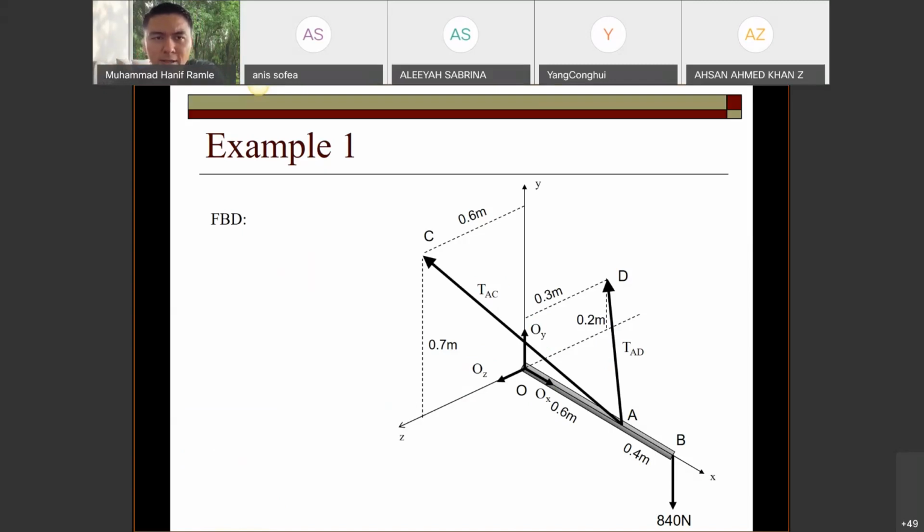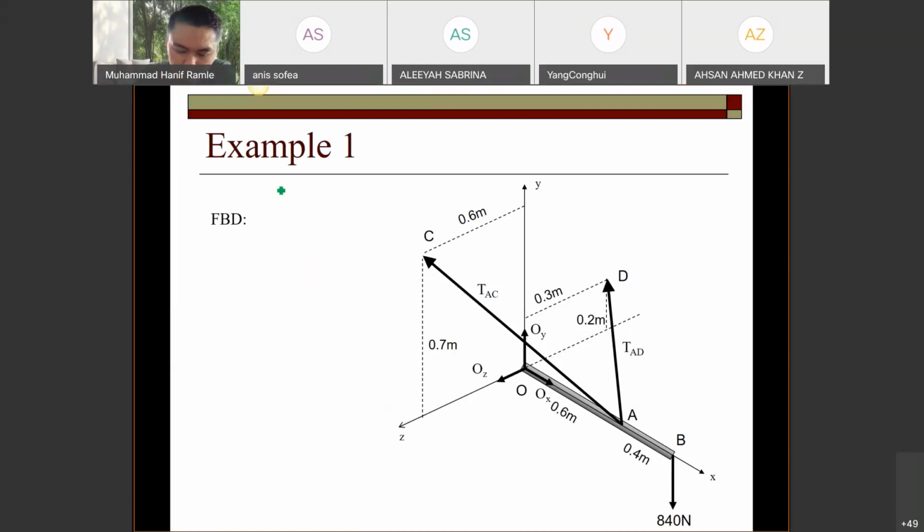I think maybe I can explain it. I'll briefly give the idea of the solution. The first thing you have to do is draw the FBD. The second thing is you have to determine all forces and the reaction in terms of IJK form, and then you can develop five of six equations from the equilibrium system.